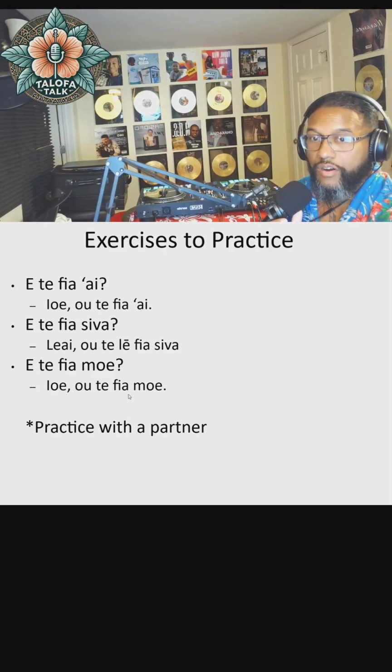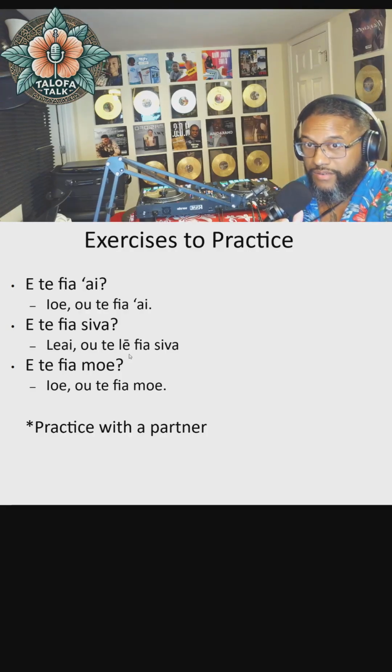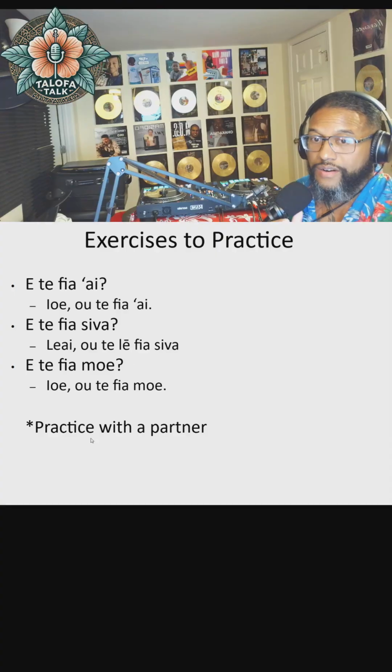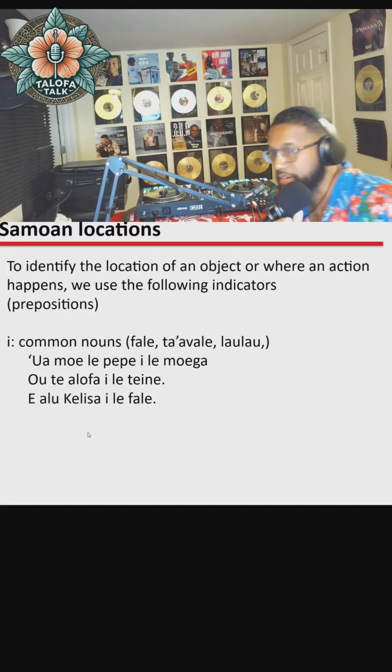So all you have to do is use this as a template right here. Ete fia, ote fia, or leai, ote le fia, and then you just put your action right there. All right. But you have to practice if you want to get good with this. Okay, so practice with your partner. Oh man, I'm going to go a little bit over.